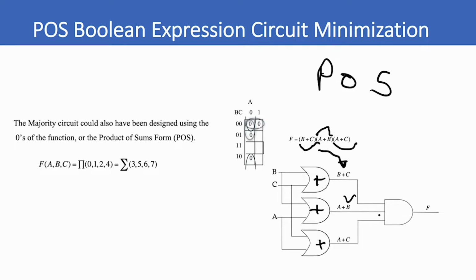Okay, and then what do we do? We multiply these 3 terms together with an AND gate. So these 3 terms are multiplied, and we're left with the output function F. So this is the product of sums form for that same majority circuit.